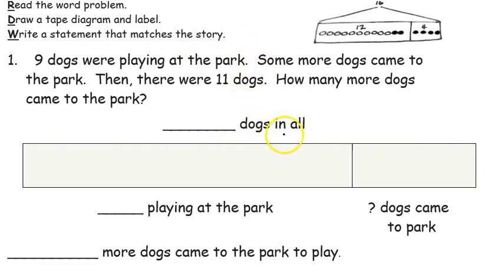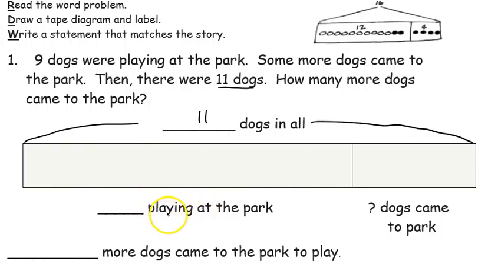The top description on the tape diagram is showing me how many dogs are represented by the entire tape. From this end to this end would be all of the dogs, and we know in all we had 11 dogs, so we'll say there are 11 dogs in all. This first part of the tape represents the number of dogs that were playing at the park at the start. So if I go back to my problem, it says 9 dogs were playing at the park, so we'll fill that in. 9 were playing at the park.